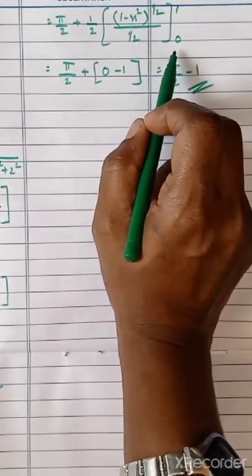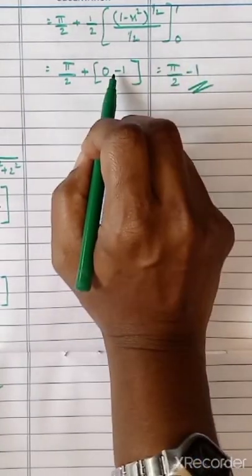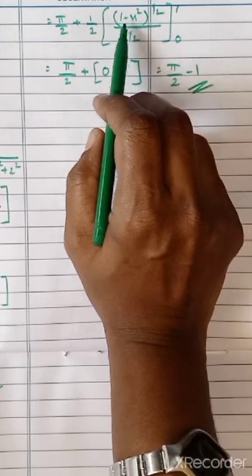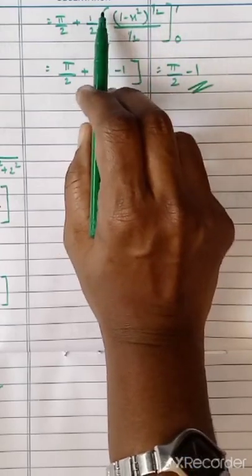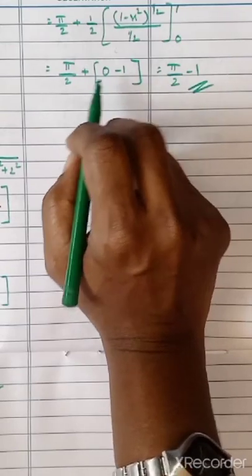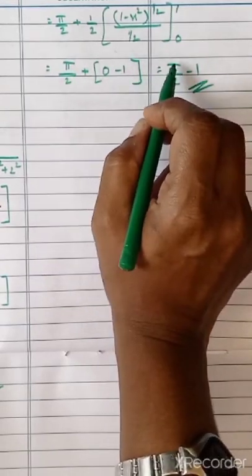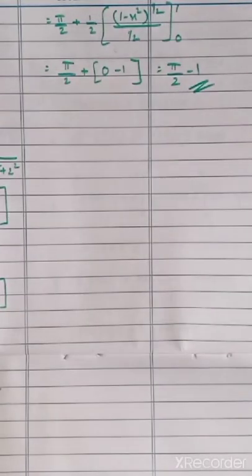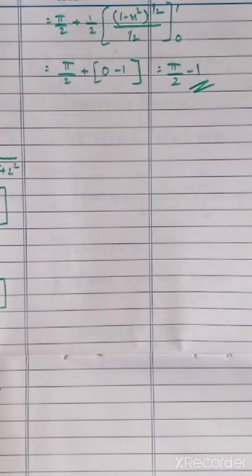Now if I apply the lower limit, I have to put minus 0. So 1 minus 0 is 1. This 1 by 2 and this 1 by 2 will get cancelled, so the remaining will be 1. Your final answer will be pi by 2 minus 1. That is your final answer.